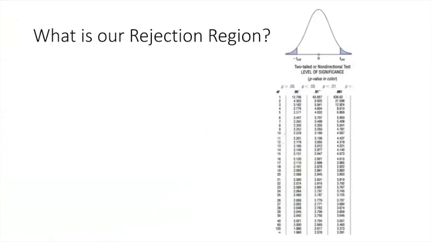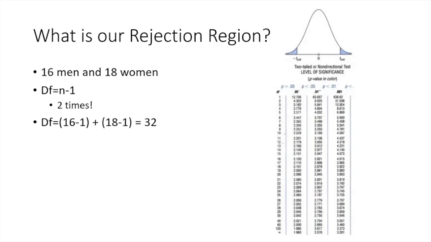So now we have to define our rejection region. And here's where it gets a little different than what we've done before. So we have 16 men and 18 women. And hopefully you remember that our degrees of freedom are calculated as n minus 1. But we've got 2 sets of n's, so we have to do it 2 times. So here's how we do that. We take the n minus 1 for the men and the n minus 1 for the women, and we add them together. So it's 16 minus 1, which is 15, plus 18 minus 1, which is 17, and those add up to 32.